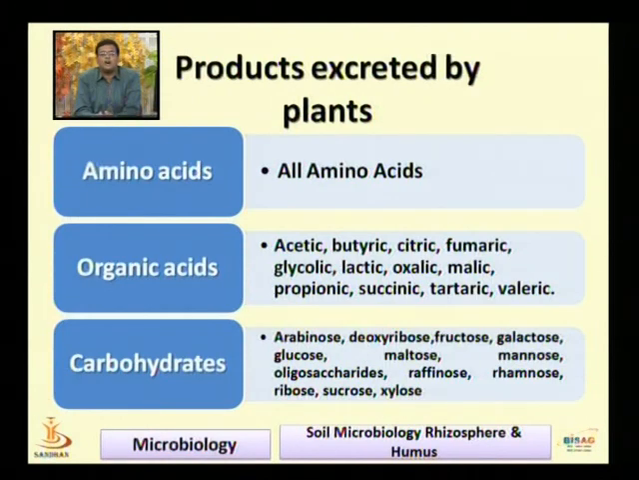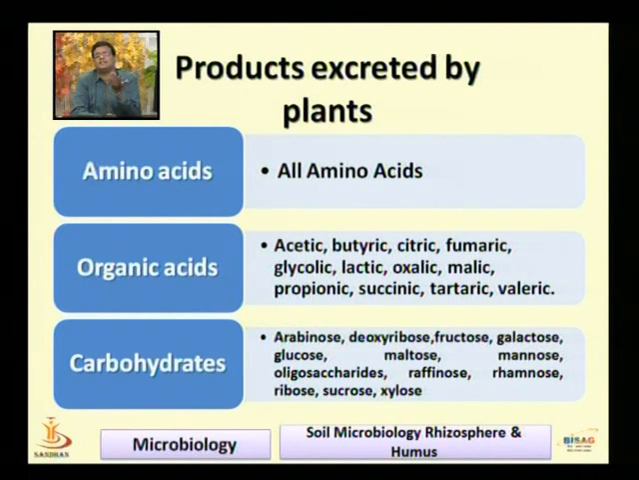These are the various products which are excreted in the normal course by plant roots and which are taken up by microorganisms, and they show their growth in this area. All types of amino acids, all 20 or even more than 20 types of amino acids, are found in this area. A variety of organic acids are also quite common in this area, like acetic acid, butyric acid, citric acid, fumaric acid, lactic acid, tartaric acid, valeric acid, and so on.